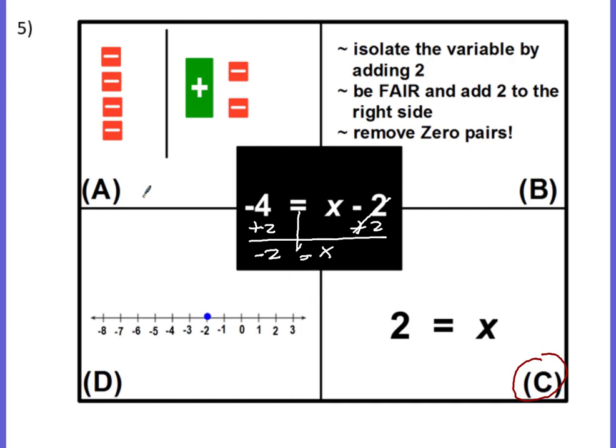Let's look at the other answer choices. If you look at A, you'll see that the equation is being modeled with algebra tiles. We have 4 negatives, there's our equal line, 1 positive x tile, and 2 negative units. If you wanted to solve this, this gives you the steps. Isolate the variable by adding 2. That is correct. Be fair and add 2 to the right side. Well, that's what we did. And then remove your 0 pairs. And if you were going to graph the solution on a number line, you would just put a dot at -2.